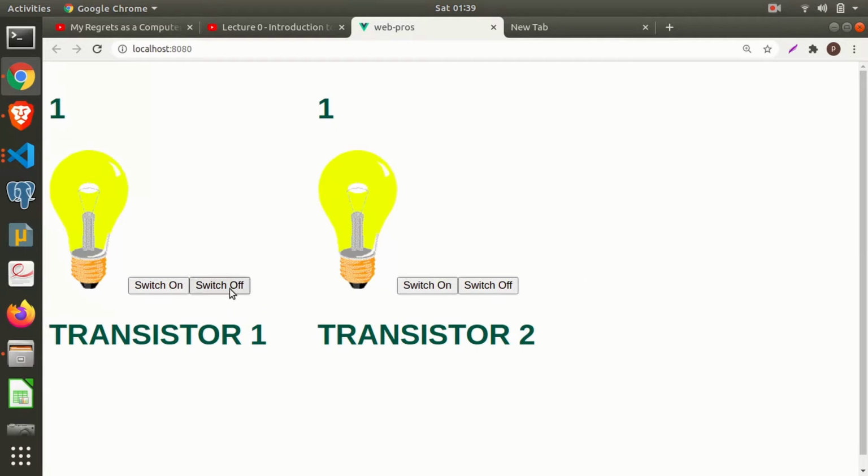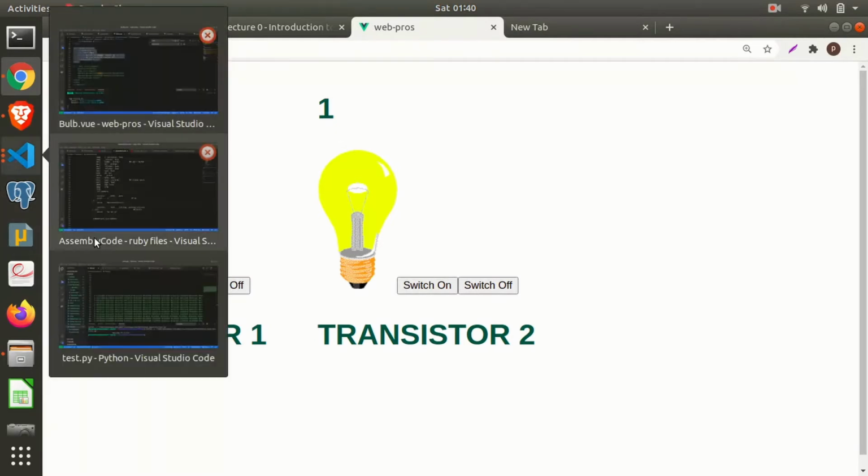If you want to represent 0, we switch off both transistors, 0 0. If you want to represent 1, we switch on the second transistor. For 2, we switch off the second and switch on the first, 1 0. For 3, 1 1. So if you want 4, it's obvious that we need to add another transistor and another bulb. Let's do that.